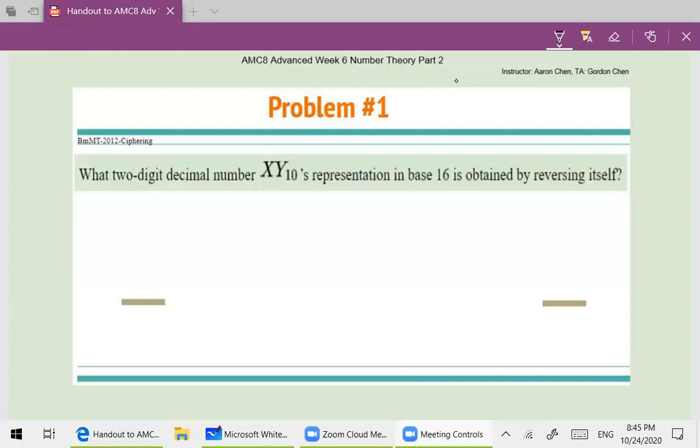Okay, so xy base 10 is 10x plus y. And if we reverse the digits in base 16, that equals 16y plus x. So 9x equals 15y. So x equals 5 thirds y.